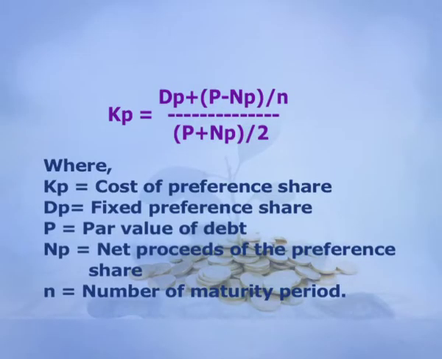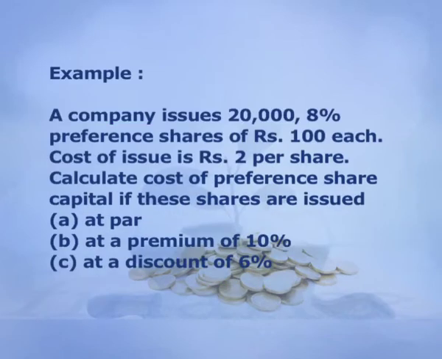Cost of redeemable preference share is calculated in the following manner. KP is equal to DP plus P minus NP divided by N, whole divided by P plus NP divided by 2, where KP is cost of preference share, DP is fixed preference dividend, P is par value, NP is net proceeds of the preference share, small n is number of maturity period. Let us take an example.